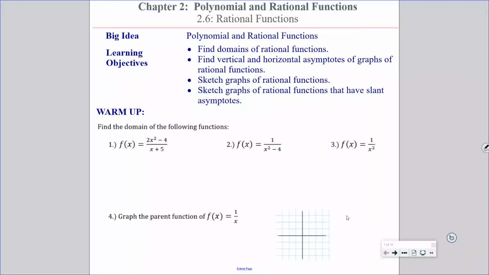We are in lesson 2.6, rational functions. Students are working on these warm-up problems, finding the domain for these three guys, and then seeing if they remember. You don't need points or anything, just a quick sketch of this parent function. I'm going to give them a few more minutes.